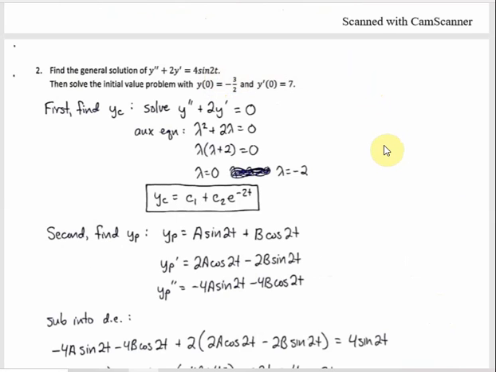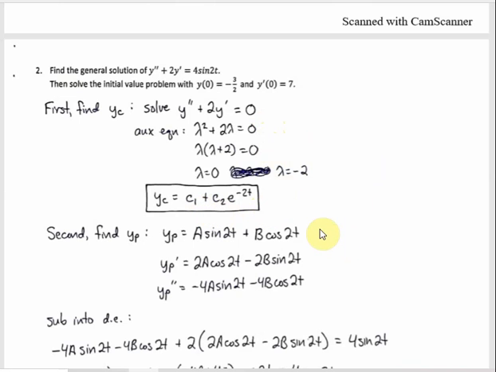So the first thing, getting the complementary solution. So just use the corresponding homogeneous equation, get that 0 on the right. And then there's the auxiliary equation. That factors really easily. And so either lambda equals 0 or lambda equals -2. And then there's the complementary solution. So I guess C1 e to the 0t plus C2 e to the -2t. But the e to the 0 is just going to be 1. So C1 plus C2 e to the -2t. Okay, that part's not so bad.